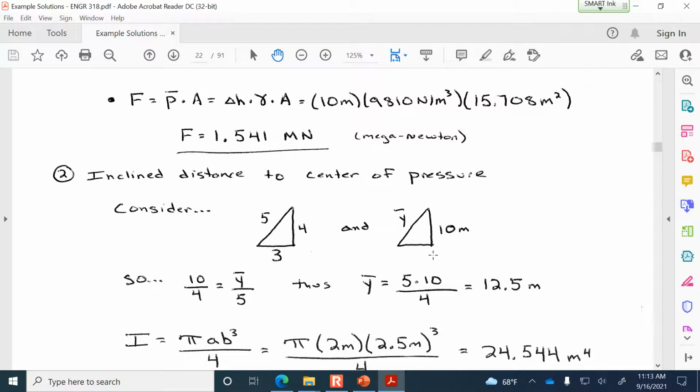So back to this, I'm saying there's some vertical component that's 10 meters, and I want to know what's the hypotenuse of this equivalent triangle. So what's the inclined distance that corresponds to the vertical component of that triangle? So then I did this similar triangles. I said, let 5 equal Y bar and 4 equal 10 in this similar triangles. And so the ratio of 10 to 4 is the same as the ratio of Y bar to 5. And that's how I found that inclined distance to the centroid, Y bar. All right.